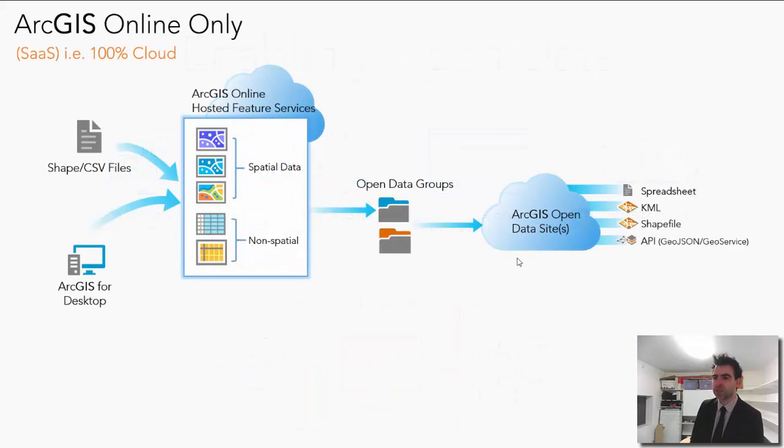From an architecture perspective, you can actually host all of your data in ArcGIS Online. So from desktop, you publish your shapefiles and whatever spatial data to ArcGIS Online and keep it up there. And then from there, you add it to your open data groups, which are added to your open data site. And then these endpoints are exposed via the open data site.